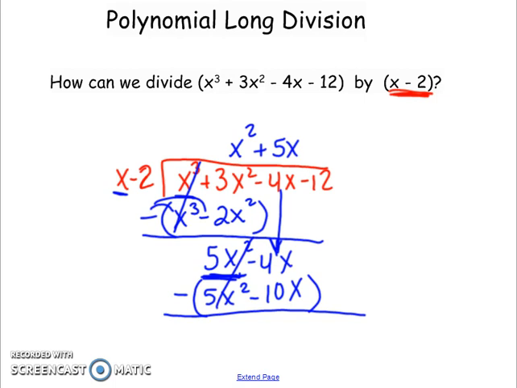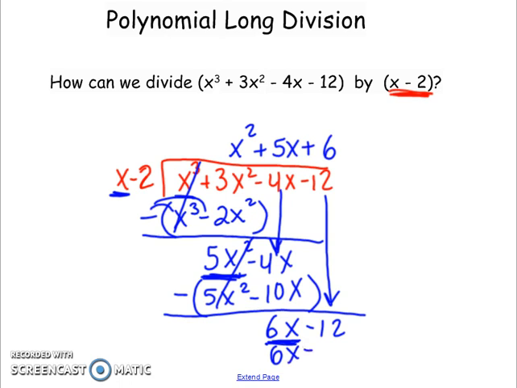Negative 4x minus a negative 10x becomes negative 4x plus 10x. So I have 6x. And I'm going to bring down the negative 12. So again, I look at the x, and I look at the 6x. I have an x. I want a 6x. What times x is going to give me 6x? That's going to be 6. So 6 times x is 6x.